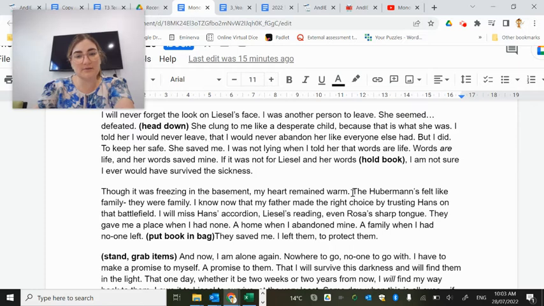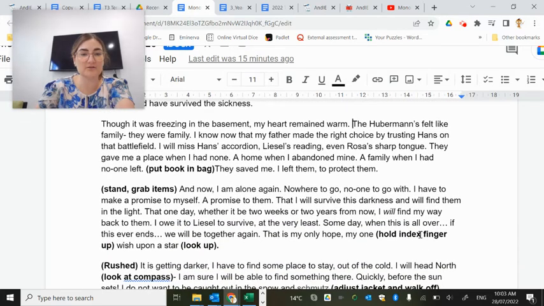Though it was freezing in the basement, my heart remained warm. The Hubermans felt like family. They were family. So again, the reoccurring idea of family and home. I now know that my father made the right choice by trusting Hans on the battlefield. I will miss Hans's accordion, Liesl's reading, and even Rosa's sharp tongue. They gave me a place when I had none, a home when I abandoned mine, a family when I had no one left. They saved me. I left them to protect them.